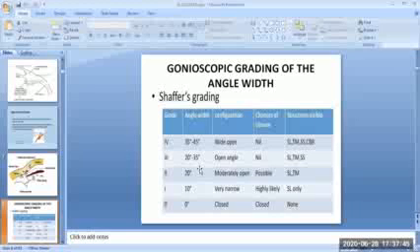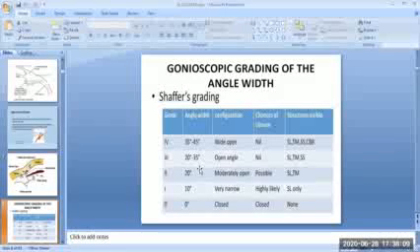In case of grade 3, the angle width will be 20 to 35 degrees and the configuration will be open angle, and the chance of closure of the angle of anterior chamber is nil. The structures visible will be Schwalbe's line, trabecular meshwork, and scleral spur, and the ciliary body band will not be visible.